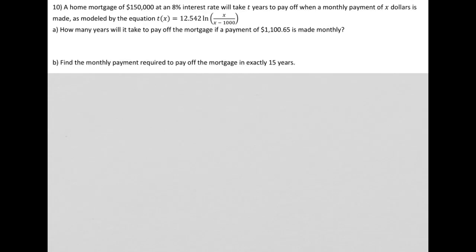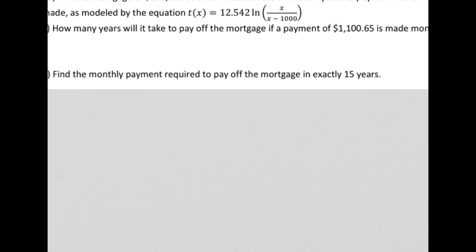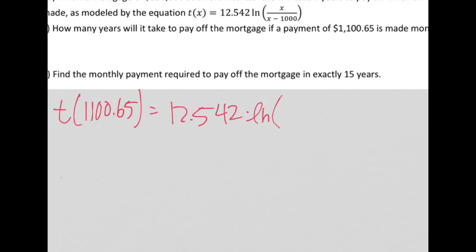So I am substituting in 1,100.65 for X. I'm just evaluating this function. So I'm saying T of 1,100.65, plugging that value into my function. So I get 12.542 times the natural log of 1,165 over 1,165 minus 1,000. Plug that into your calculator.